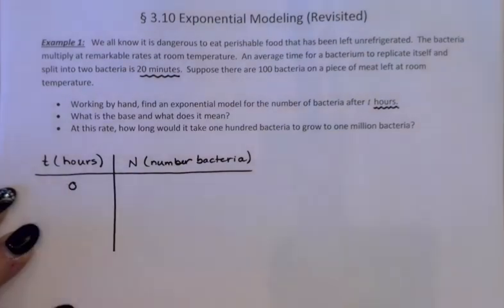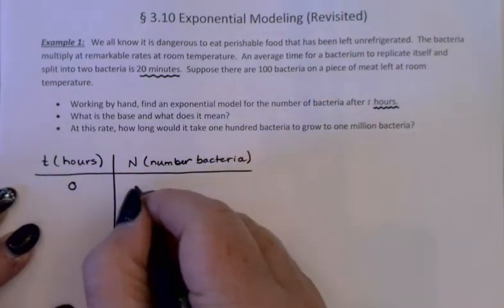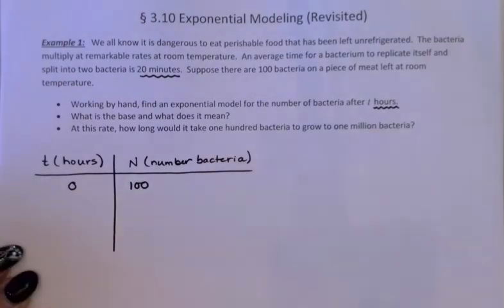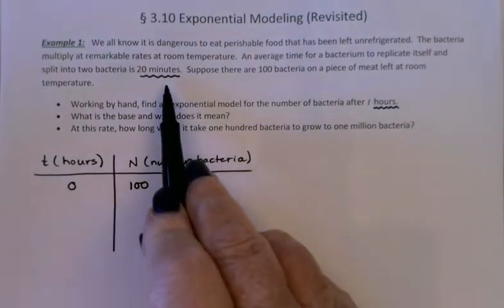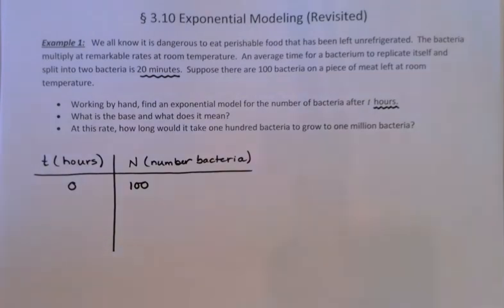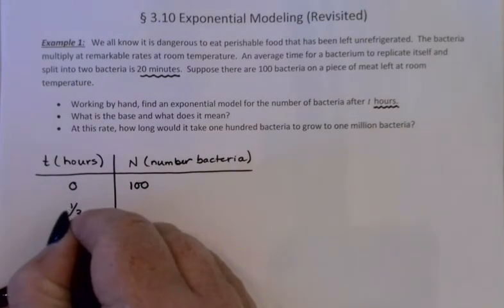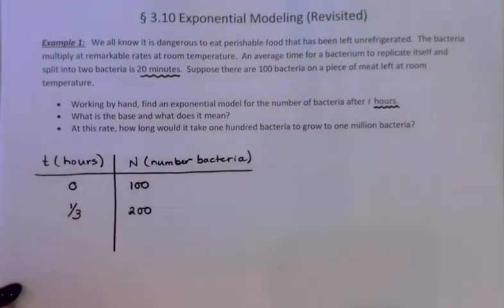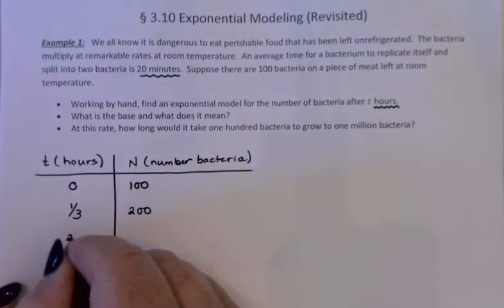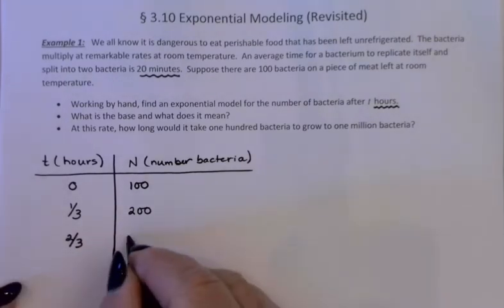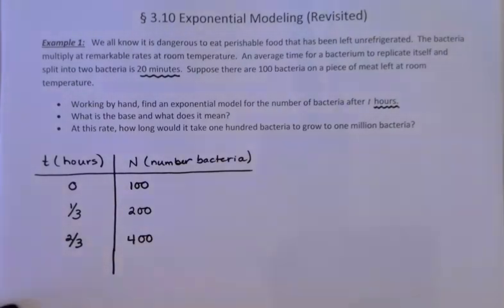At the beginning, after no time has passed, we had 100 bacteria. And then every 20 minutes, which would be a third of an hour, each of these bacteria is going to split and become two. So after 1/3 of an hour, I would have 200 bacteria. And after 2/3 of an hour, they all double again, 400 bacteria. And after 3/3, or 1 full hour, each of these has split one more time, and I now have 800 bacteria. I could keep going, but that'll be plenty for us to work with.